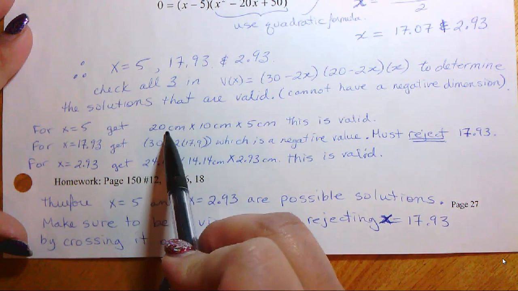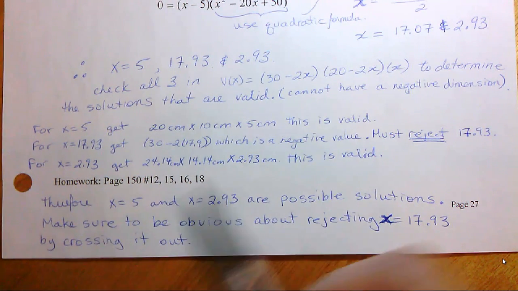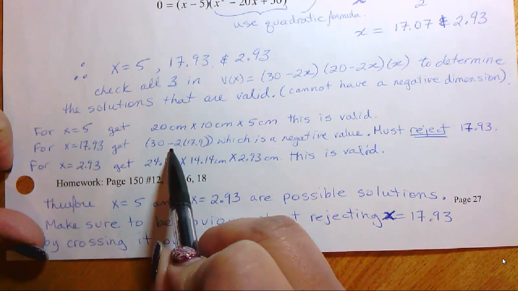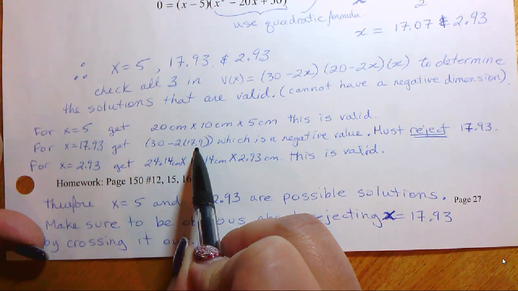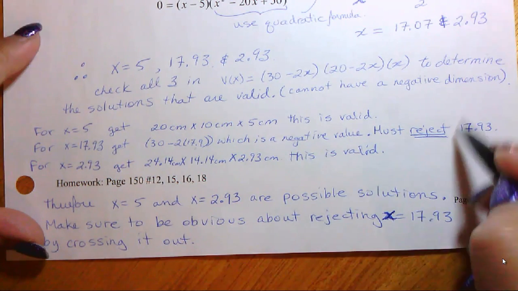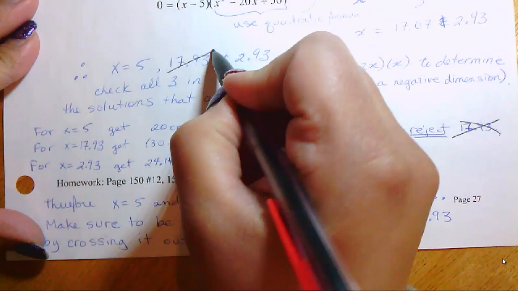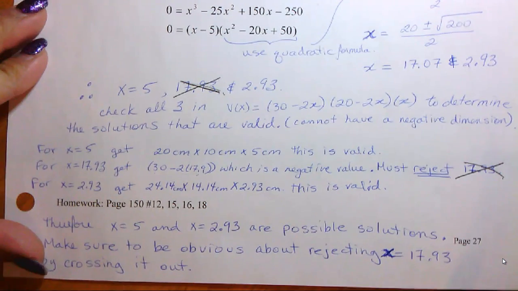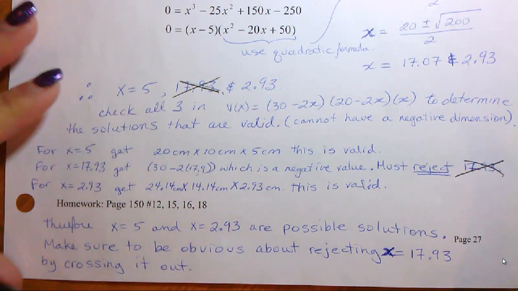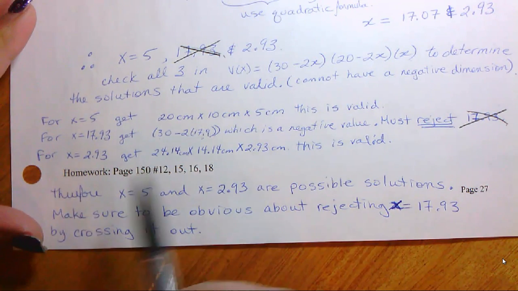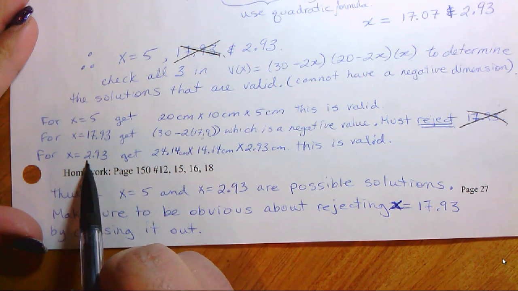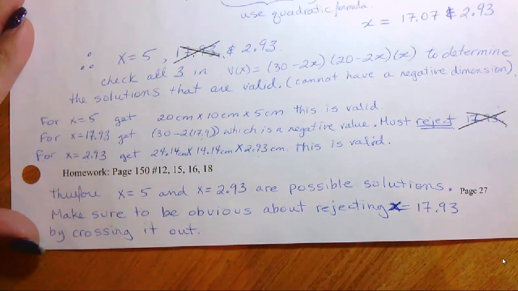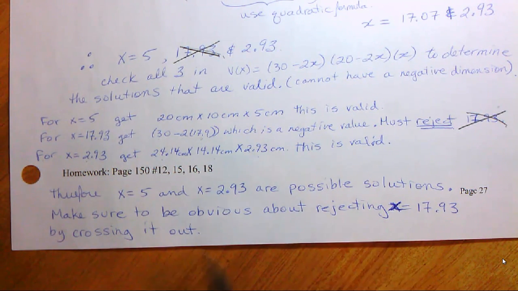So if I take these values and plug it in, you can see here for the first one, it works. I get numbers that actually give me a positive volume. This one here, you end up getting a negative value for one of the dimensions. So we need to reject this. So kind of go back up here and say, cross it out so it shows that it isn't a valid solution. And then over here for X equals 2.93, we see that these work and are legit.